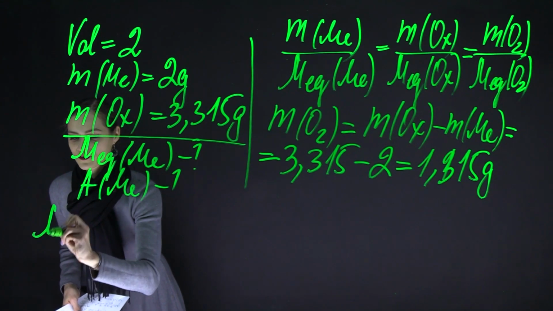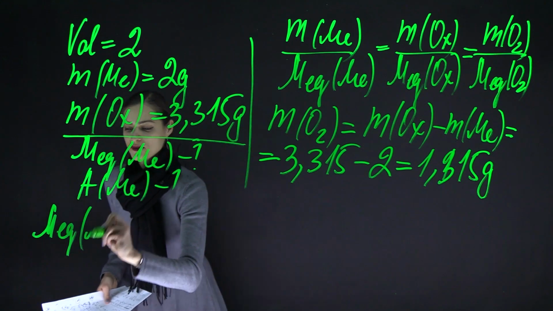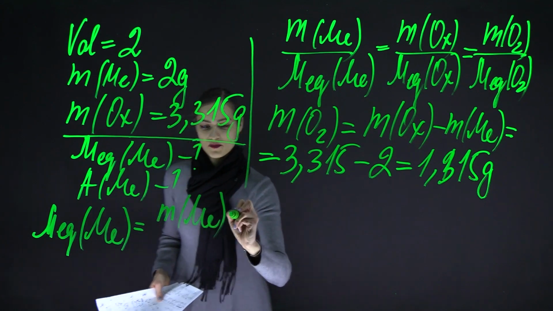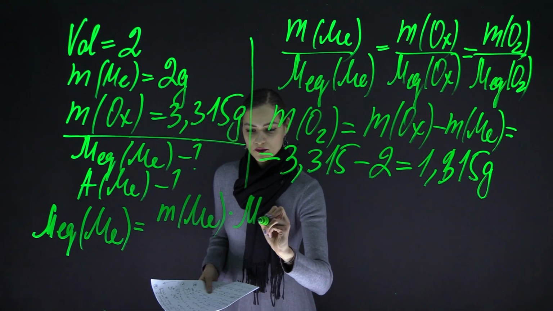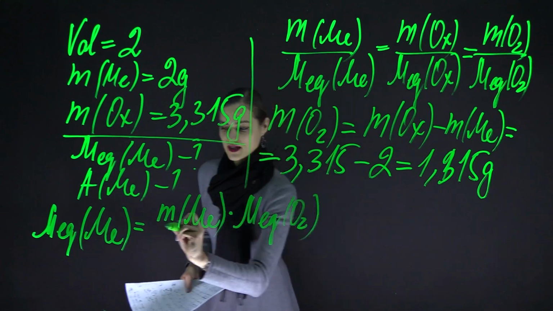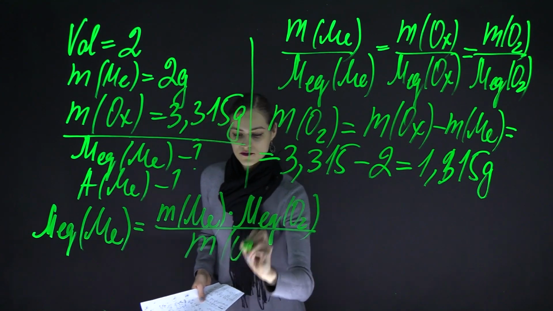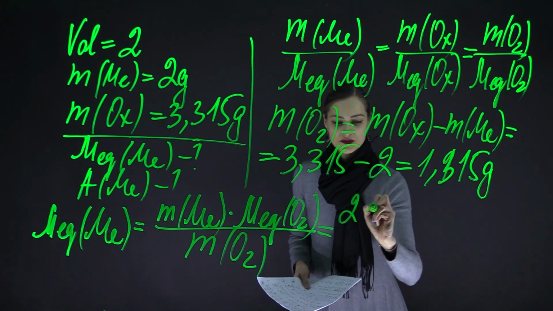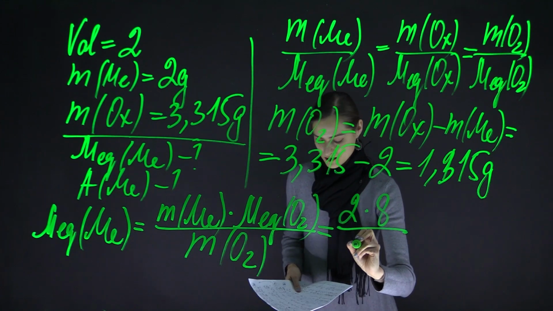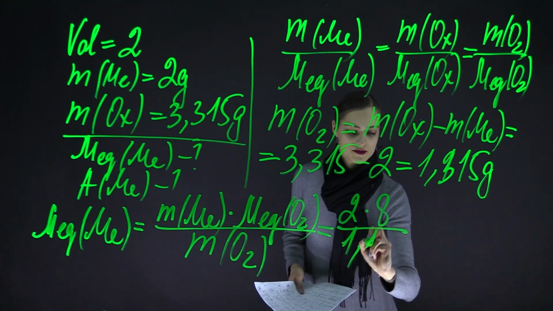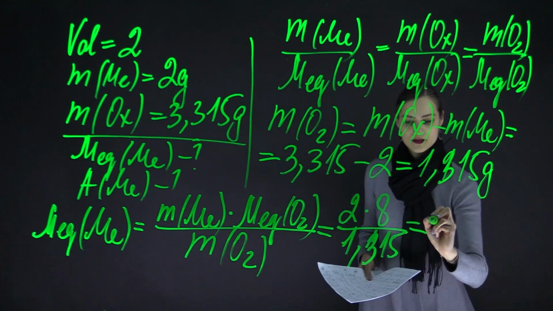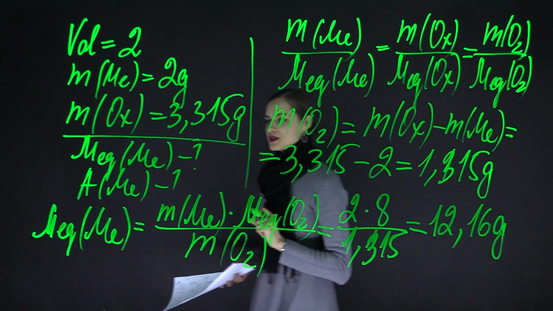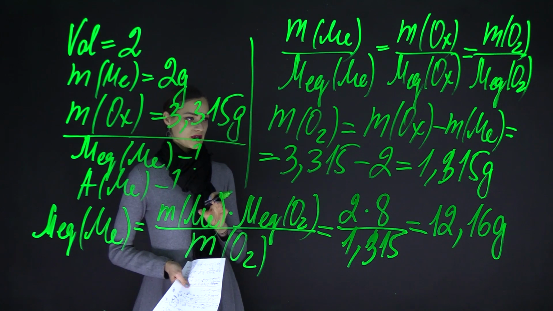And in this situation, the equivalent mass for the metal is the mass of the metal multiplied by the equivalent mass for oxygen and divided by the mass of oxygen. So we have 2 multiplied by 8, divided by 1.315, and it gives us 12.16 grams. Now we need to determine which metal we have.